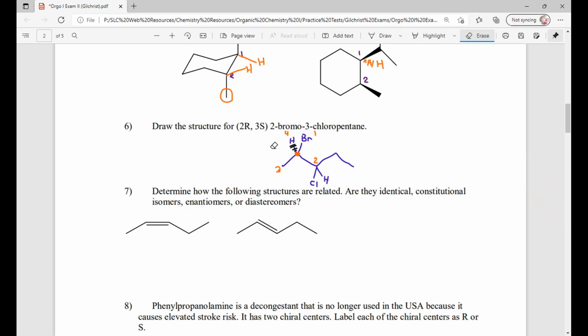Now, if hydrogen's in the back, that means we can put bromine in front. I'll simplify this by taking off the hydrogen and just drawing the bromine. I know I need it in front, so I'll put a big wedge on it. Okay. Then I can look at the next carbon, carbon number 3. Focus on this one.